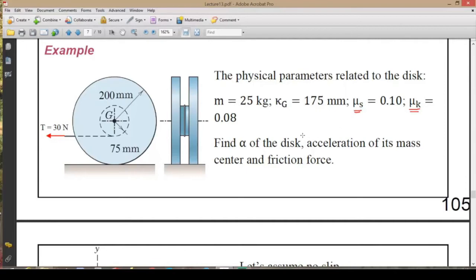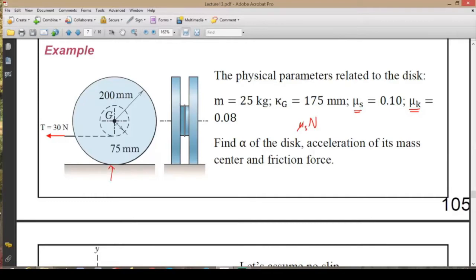We can assume that the wheel is rolling without slip and do our calculations with respect to this, and then check if this assumption holds or not. And how do we check that? By finding the maximum possible friction force by multiplying μs by N. N would be the normal force applied by the surface to this wheel.